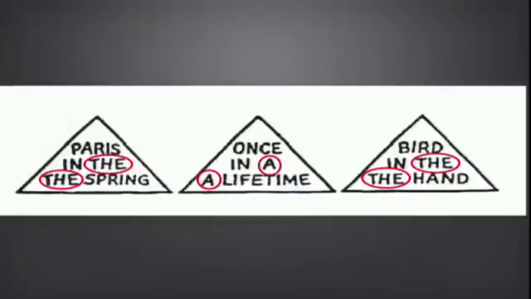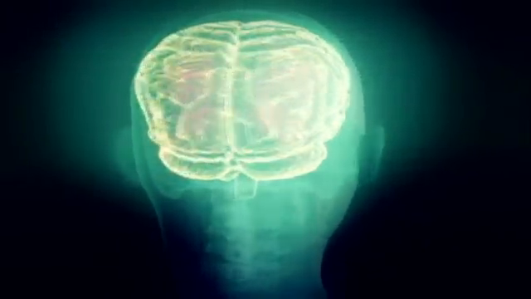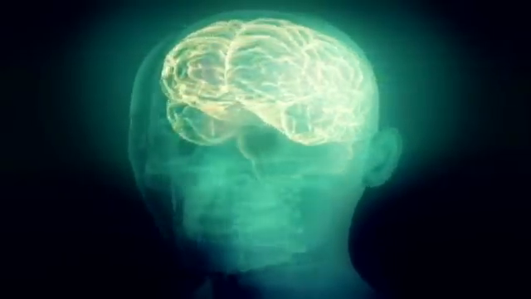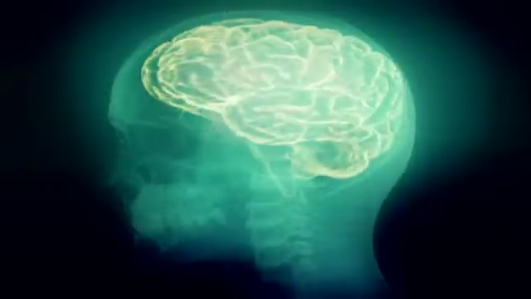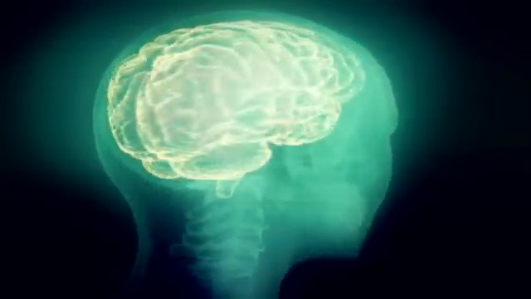When I do this in my class, I hear Paris in the spring, once in a lifetime, bird in the hand. We've all heard these words before, but you can easily see we are making a mistake. What's going on? What's going on is that our mind actually has 2 parts. The reflexive and the reflective. The reflexive part of the brain is what just got activated. Jump to conclusions, quick. It's why people get it wrong.